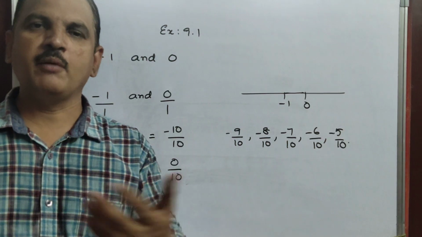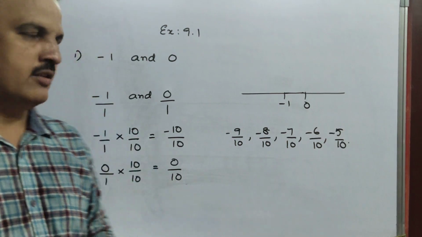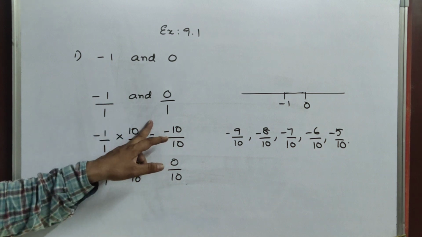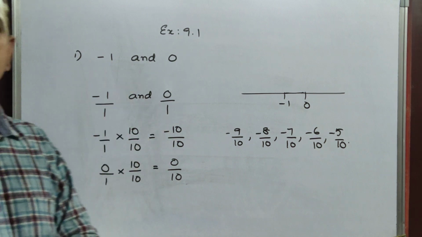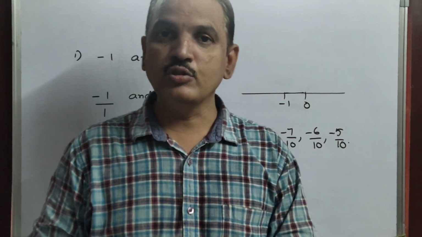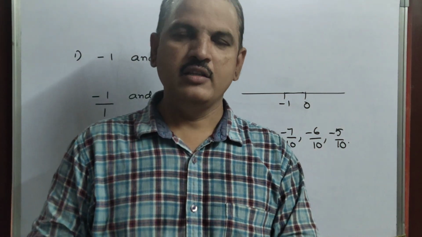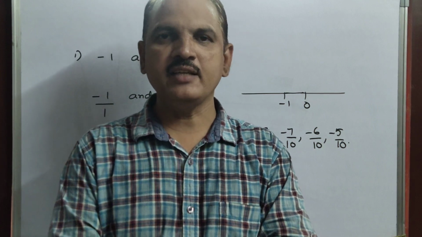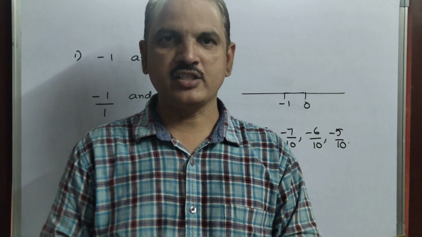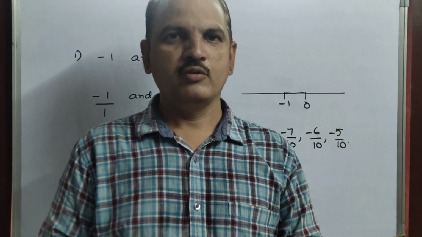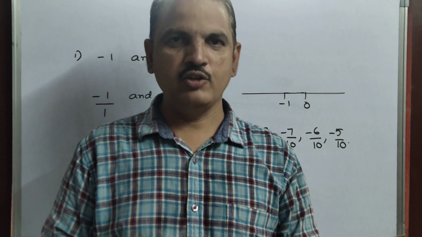Whatever the numbers given, first you have to check whether the denominators are the same or not. If the denominators are not the same, what to do? As I told you, you have to find the LCM. You know how to find the LCM, no? First find the LCM, then make equivalent fractions, that means multiply numerator and denominator. Is it clear? I'll tell you one example.